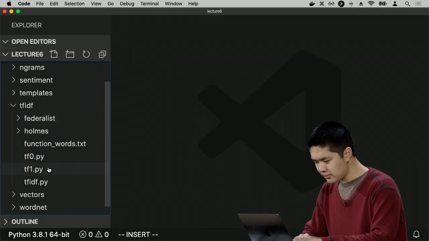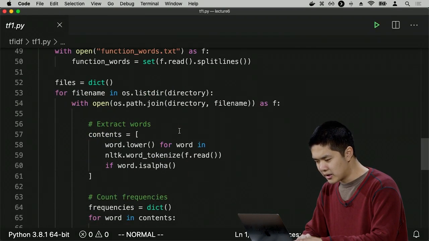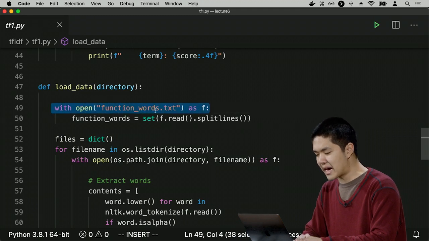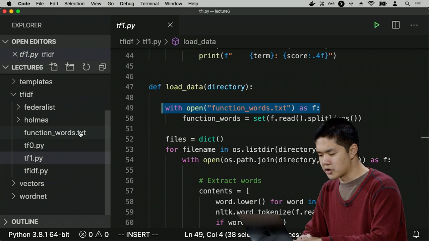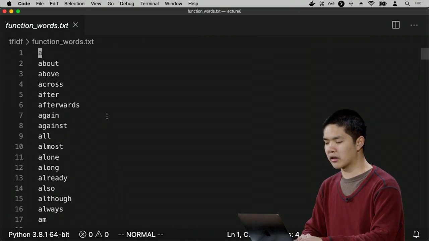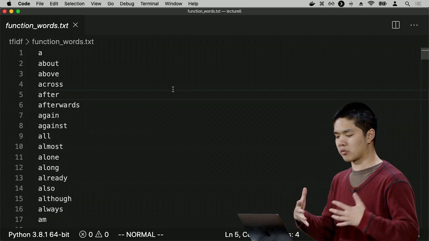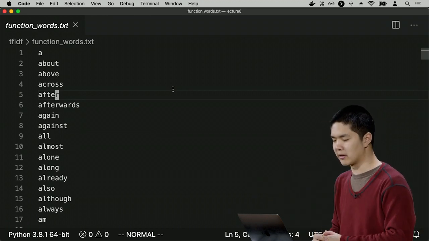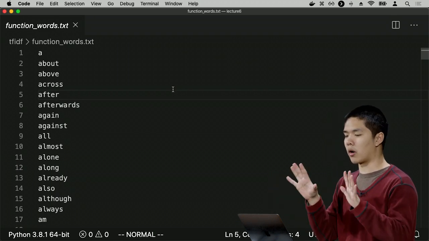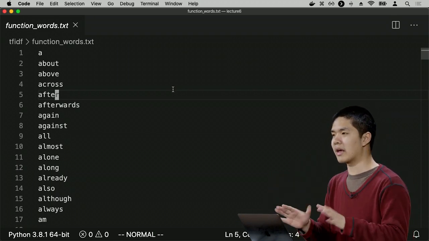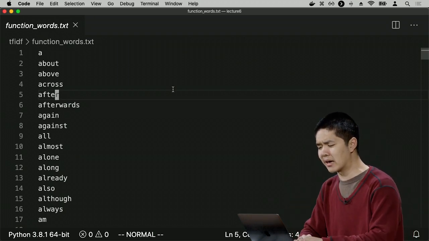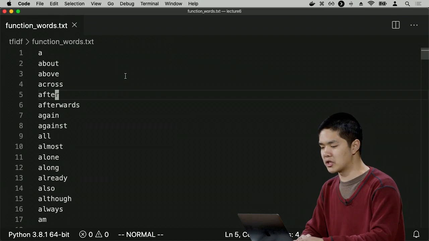So here in tf1.py, I've done the same exact thing, except I'm going to load a whole bunch of words from a function_words.txt file, inside of which are just a whole bunch of function words in alphabetical order. These are words that are used to connect other words in English, and someone has just compiled this particular list. And these are the words that I just want to ignore. If any of these words show up, let's ignore it as one of the top terms, because these are not words that I probably care about if I want to analyze what the important terms inside of a document happen to be.